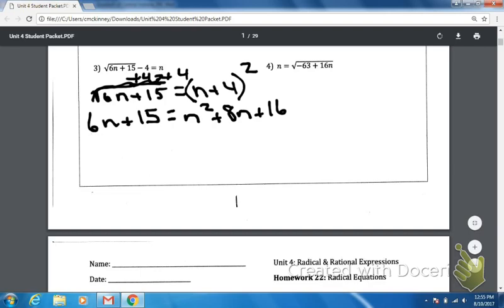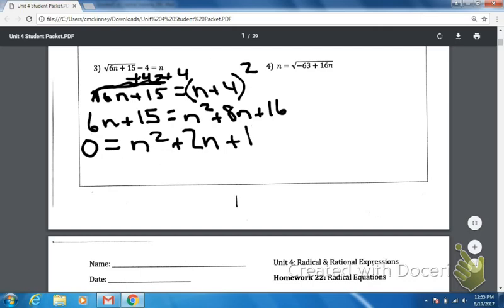Now we have an n squared, so everything needs to be set equal to 0. So I'm going to let this be 0 over here. I'm going to subtract the 6n from the 8n, because the 6n needs to move to the right. So plus 2n. And then 16 subtract 15 plus 1.